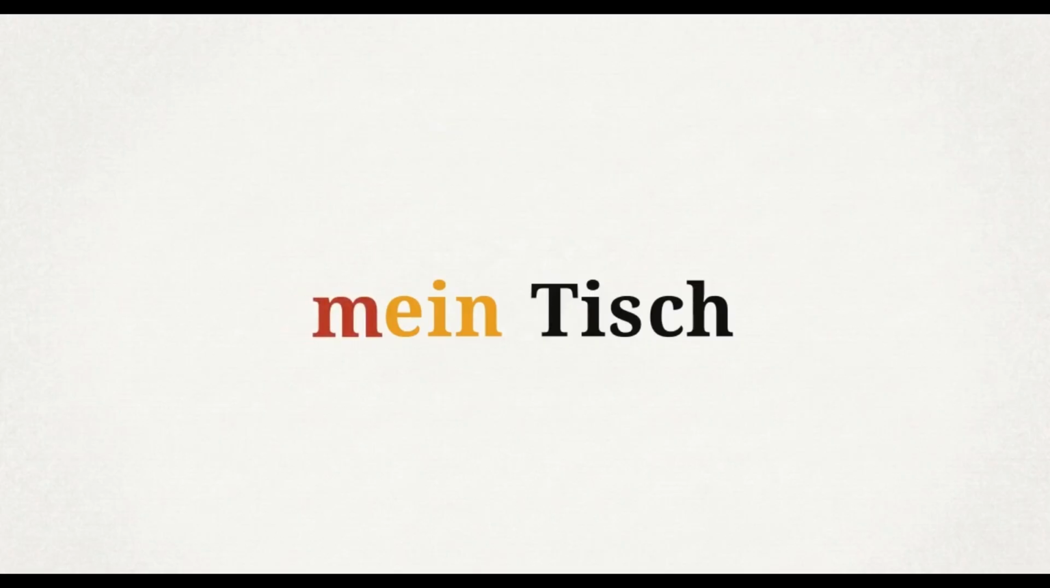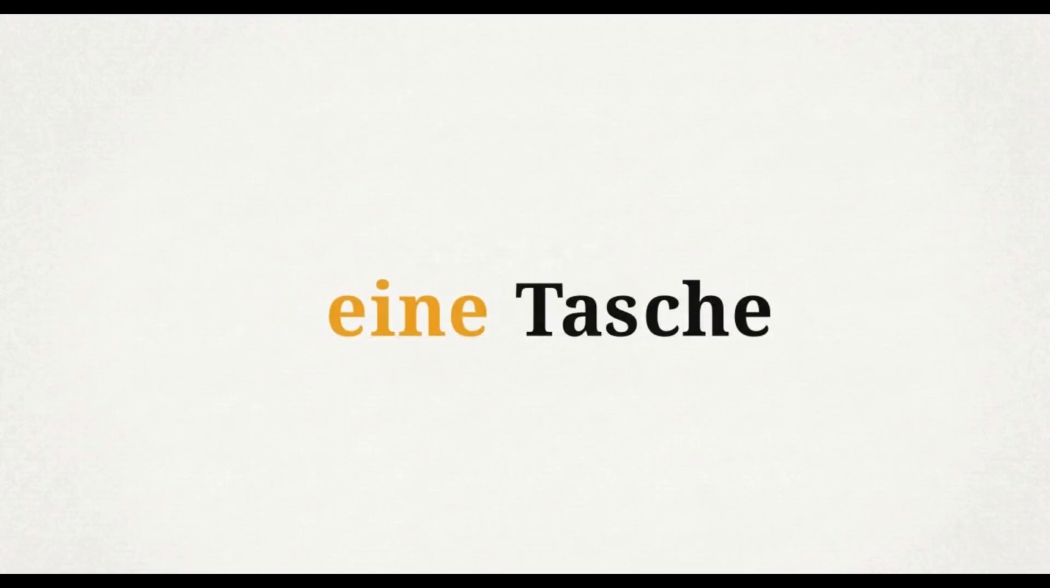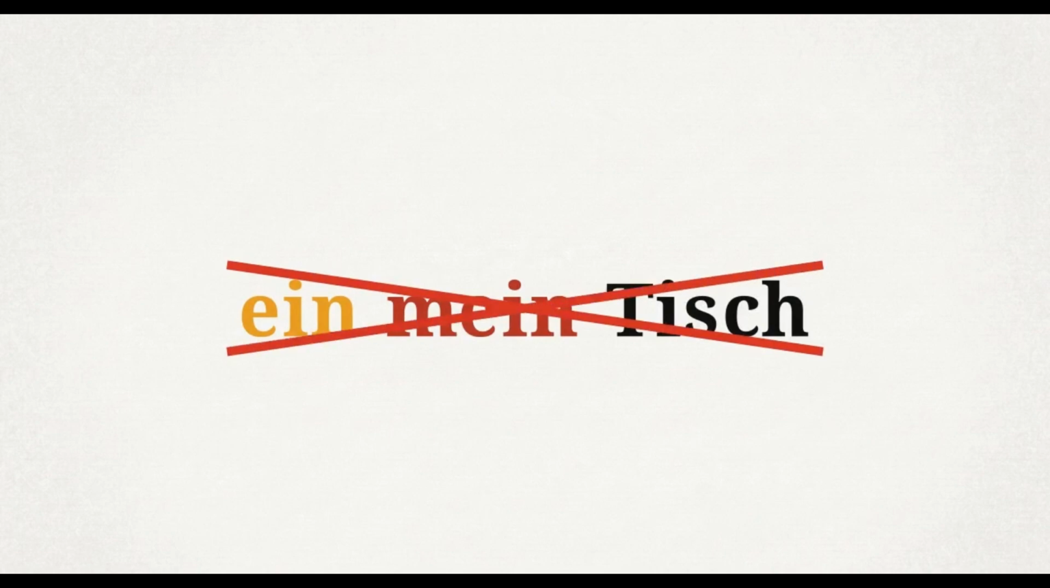For masculine nouns, a table is ein Tisch. To say my table, snap an M onto ein to make mein Tisch. This perfectly matches feminine nouns too. Snap an M onto eine Tasche for meine Tasche. Just never use both words together.